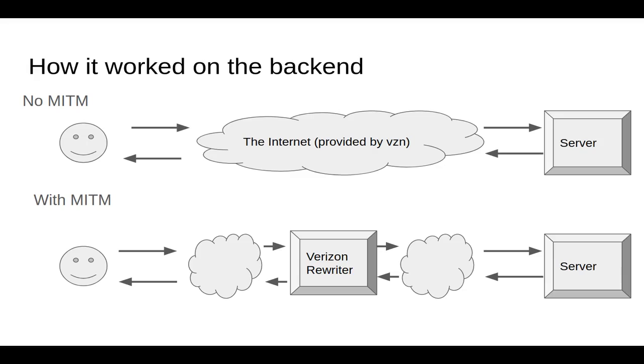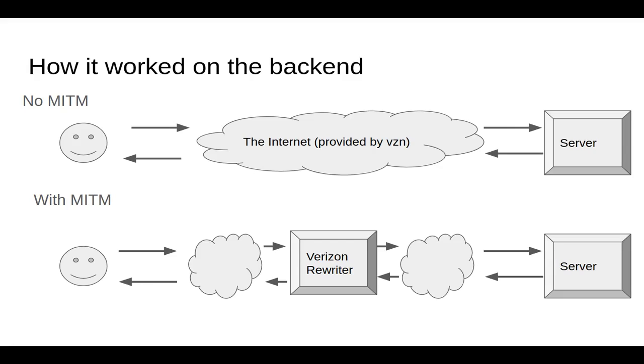Here's a high-level overview. Ideally, here's the internet provided by Verizon. You send your request along to some website, and the website sends your response back. But with this man-in-the-middle technique that they added, they actually decode your entire HTTP request, add that header, and then forward it along, and then man-in-the-middle the responses as well. So they have the ability to do a lot more.